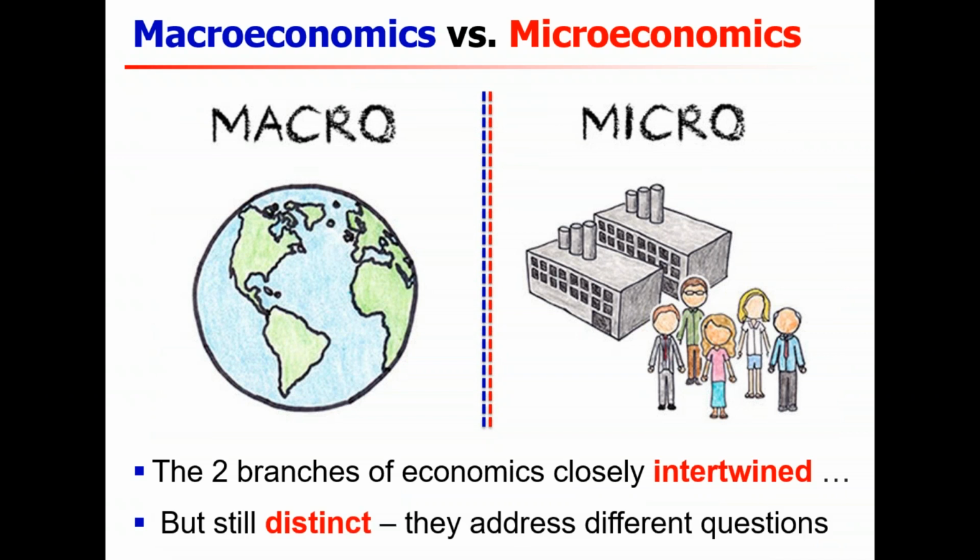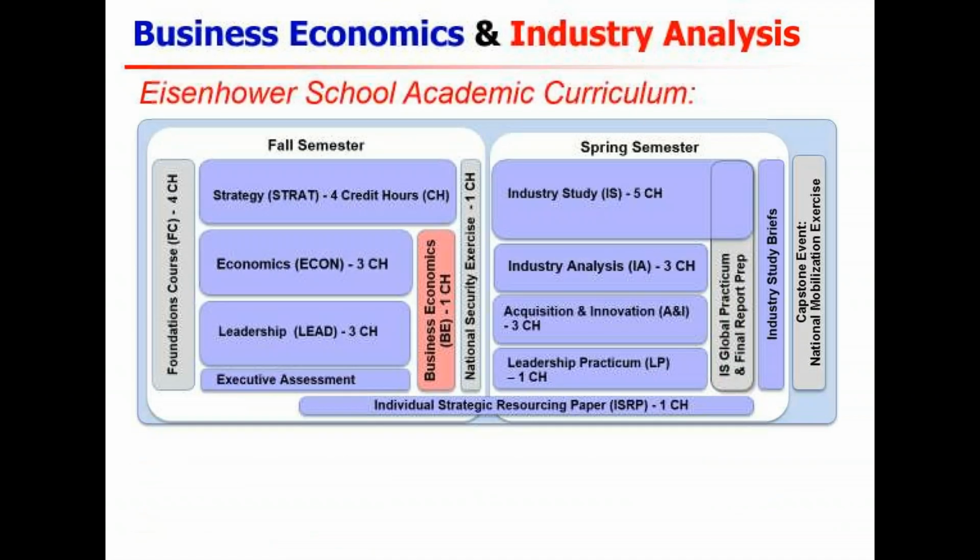Anybody who gets a PhD in economics has to study both macro and microeconomics, but people tend to go on to specialize in one or the other. They of course derive from the same principles, but they still are distinct, and they do address different questions, which is why you'll see us addressing different questions than you addressed in your fall econ course.